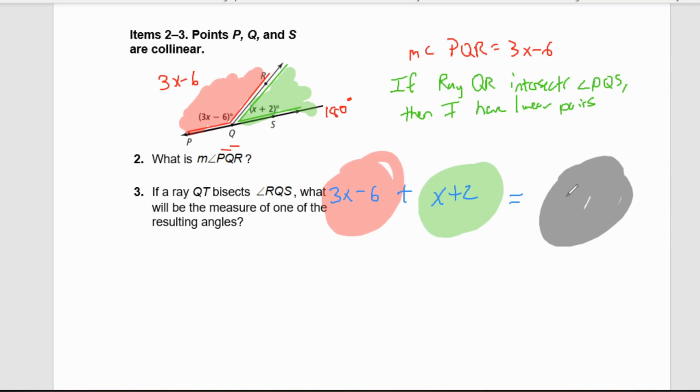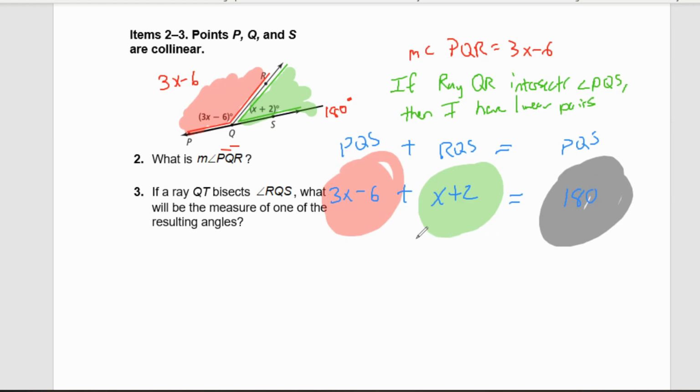And PQS is 180. I'm just going to write the angles on top so we can see where they're coming from. PQS is my straight angle or my straight line. RQS is my green. And PQR is my red. And I can say that if I add them together, the obtuse angle and the acute angle, I will get the straight angle.